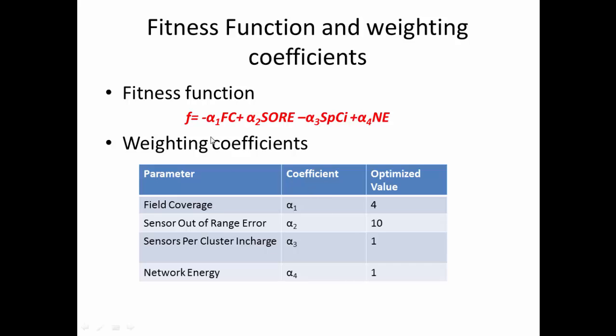The alpha values over here, alpha 1, alpha 2, alpha 3, and alpha 4, are our weighting coefficients. I have already acquired some values for these coefficients from another paper. So the coefficient for field coverage, alpha 1, has a value 4, sensor out of range error, alpha 2, has a value 10, sensor per cluster in charge, alpha 3, has value 1, and network energy, alpha 4, has value 1.